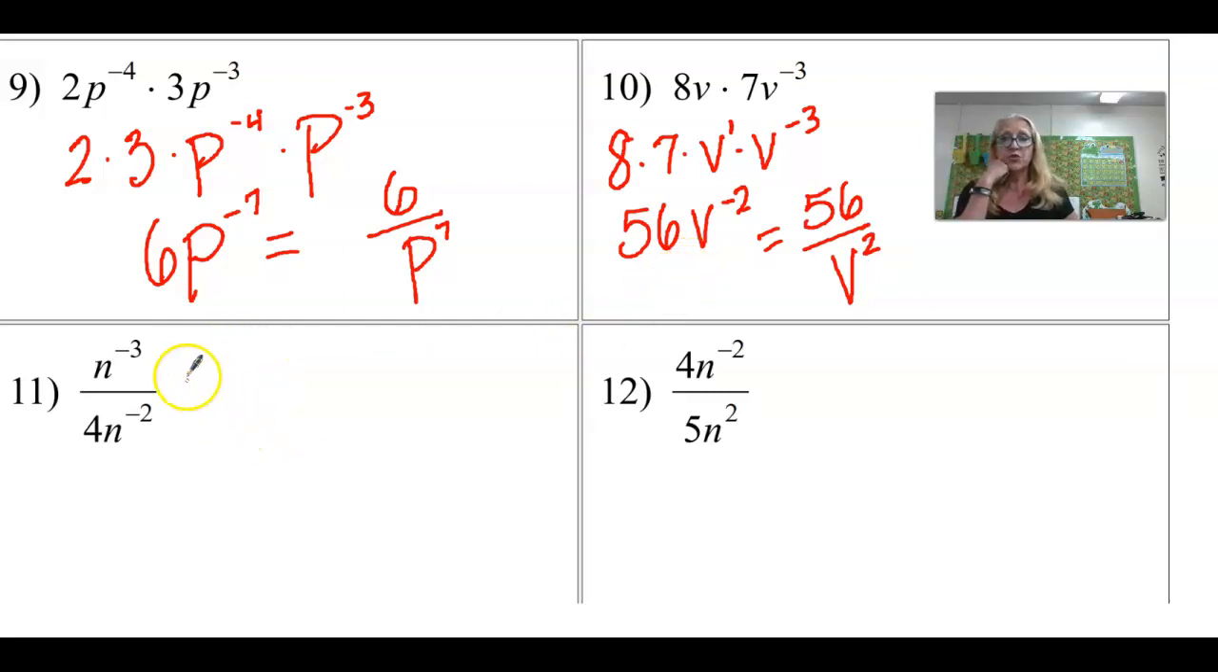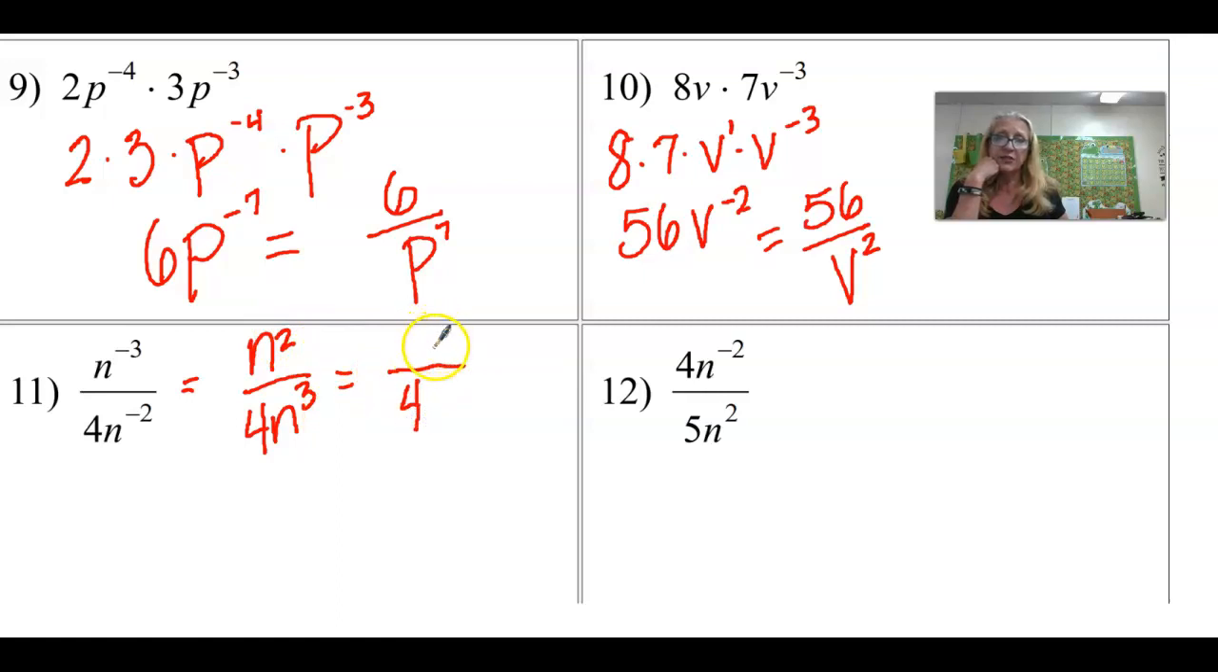Over here, we have a choice. We can flip-flop these two guys, or we can subtract -3 minus -2. It's up to you. I would personally flip them. I would put the n to the 2nd on top, and then have 4n to the 3rd on bottom, which you can do. And then we would have n to the 2 minus 3. So on the bottom, we have the 4, and n to the 2 minus 3 gives us n to the -1.